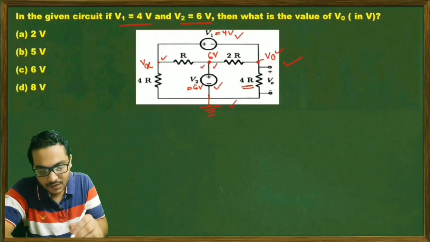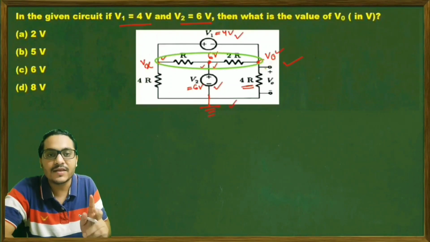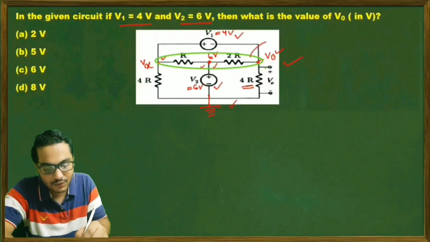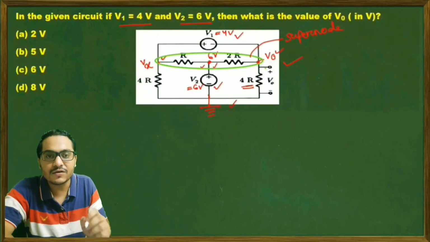So this is your super node. Okay, so when there is a voltage source connected between the two nodes, then we can't directly apply KCL. Rather, you go for the super node concept. Okay, so this is your super node. Now, in the supernode concept, we write the KCL equation for both the nodes simultaneously.